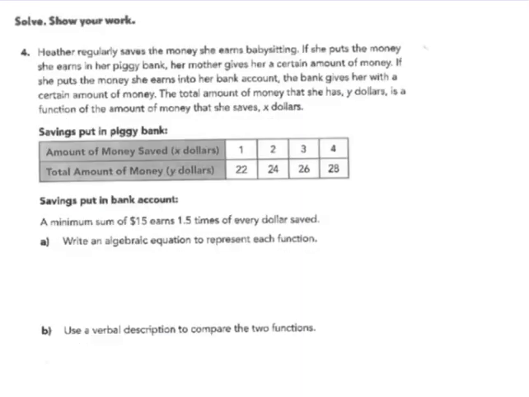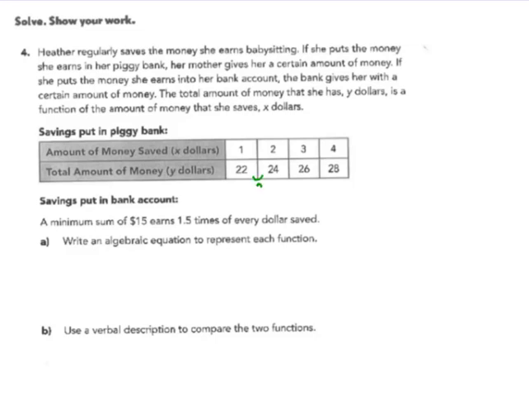Next page. Heather regularly saves the money she earns babysitting. If she puts the money she earns in a piggy bank, her mother gives her a certain amount of money. If she puts the money she earns into her bank account, the bank gives her a certain amount of money. The total amount of money that she has, y dollars, is a function of the amount of money that she saves, x dollars. So let's see.